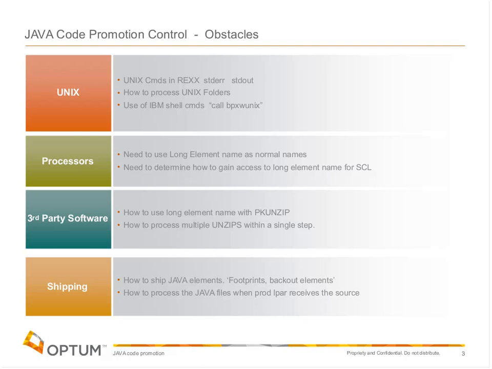Shipping, we had to set up different ship processes for online compared to batch, which I'll go into also. So we're running both batch and online. We had to figure out how we ship Java elements, footprints, backout elements, how to process the Java files that are put onto the production LPAR, because we have the development and we have the production, which are separated. So we don't have them on the same machine.